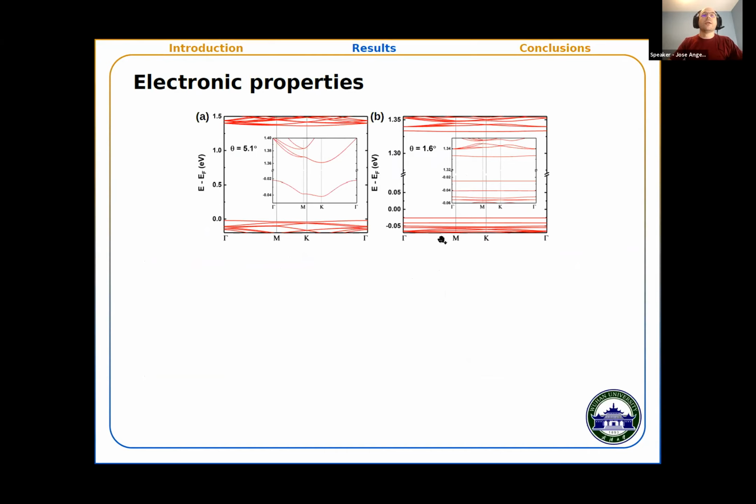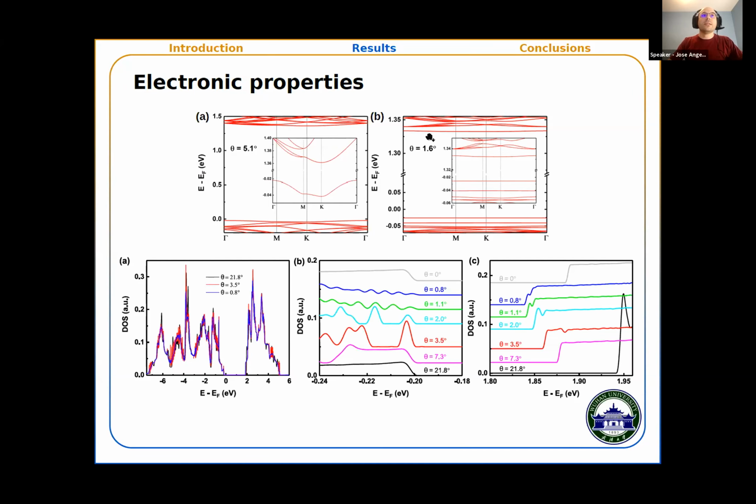So we calculate the band structure of these systems for different angles, and we see that for an angle quite small, we already see some flat bands that have a bandwidth of around 20 milli-electron volts. If we lower the twist angle, we would see that these bands become even more flat, and they are detached from the valence band. We can also do density of states calculations, and basically we would see the same features.